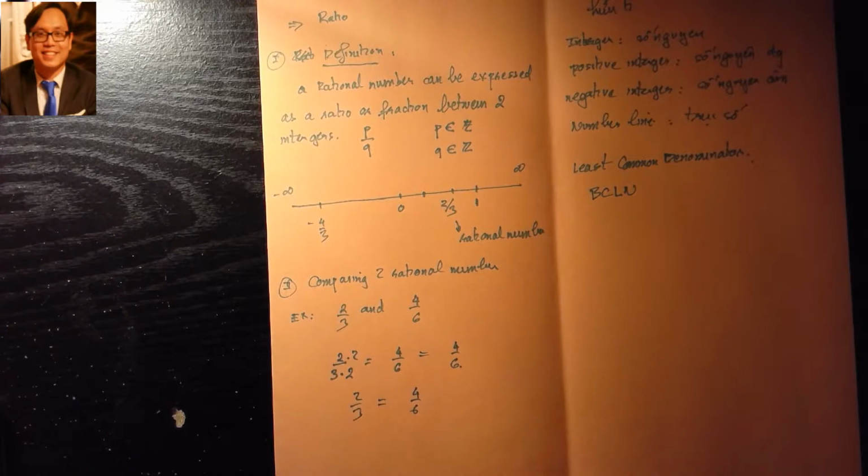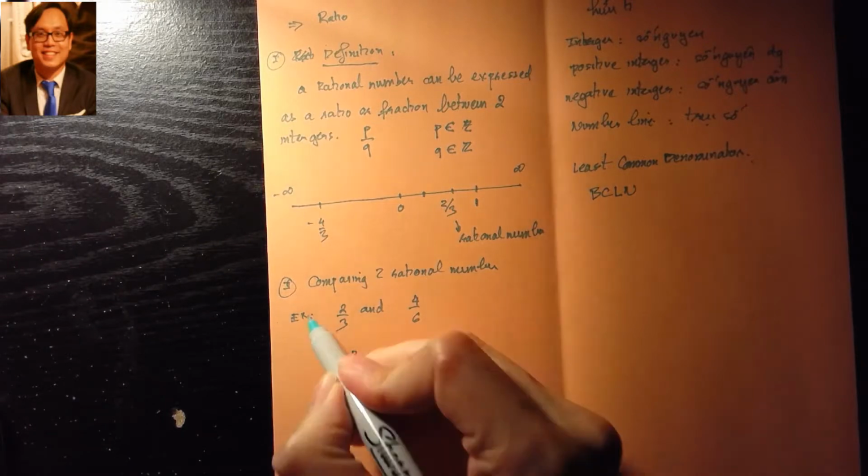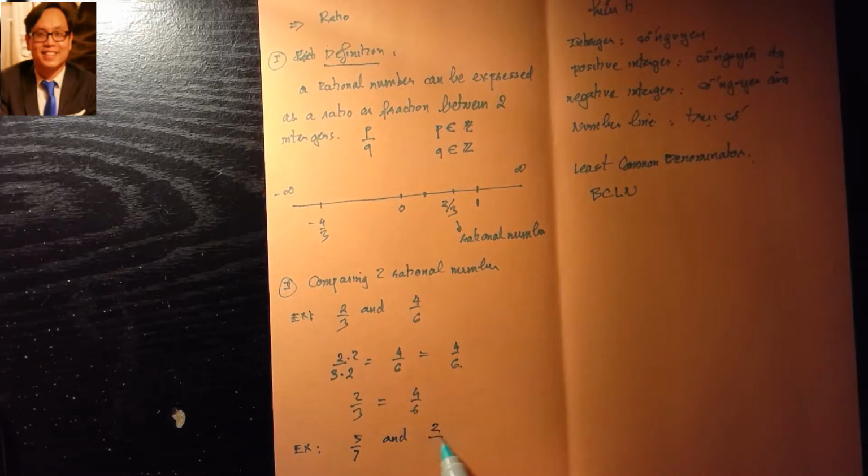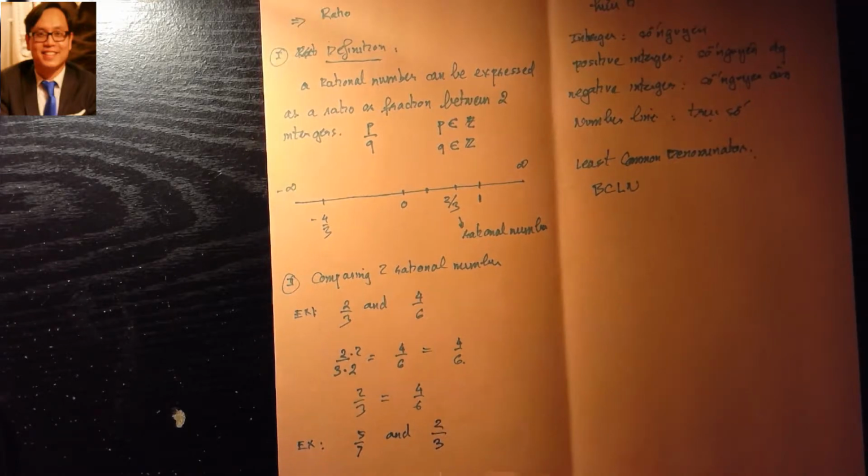We have 2/3. Or another example like 5/7 và 2/3 chẳng hạn. We multiply the top and the bottom over here by 3.